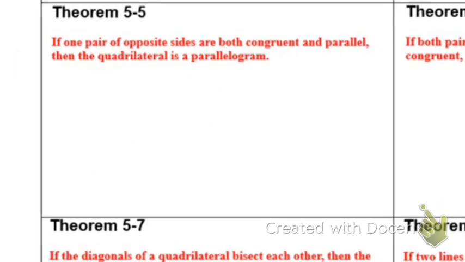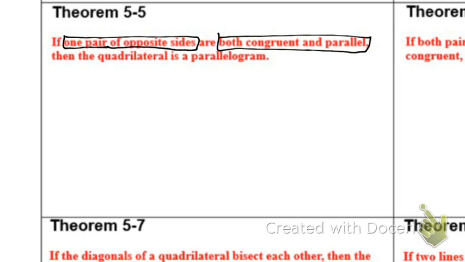All right, 5.5 says if one pair, so this time we focus on one pair of opposite sides, but it has to be both congruent and parallel, then the quadrilateral is a parallelogram. So once again, that's if you're given a quadrilateral.